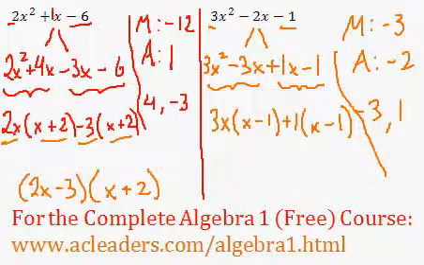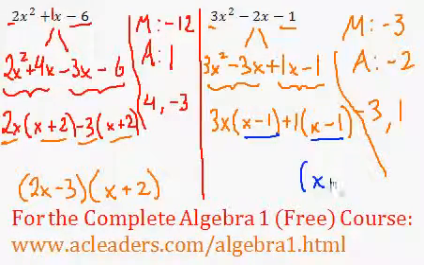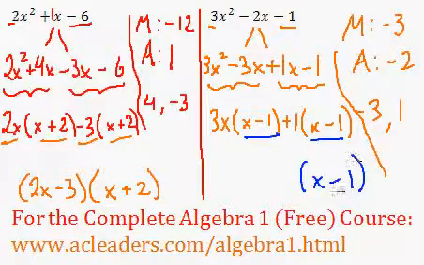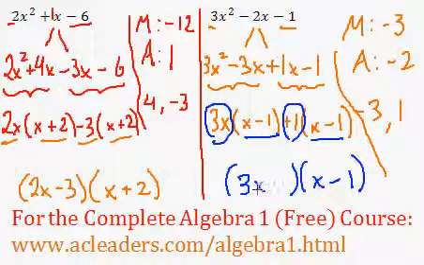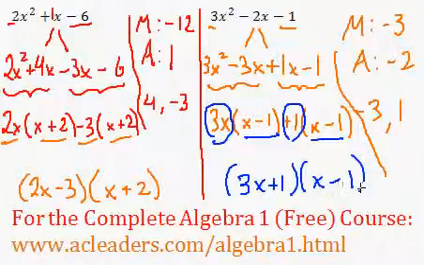So, let me just quickly change the color of my pen. We have the same element, x minus 1, which doesn't need to be repeated in the final answer. We can combine these two elements here. 3x plus 1 times x minus 1 is the final answer. And that's it.